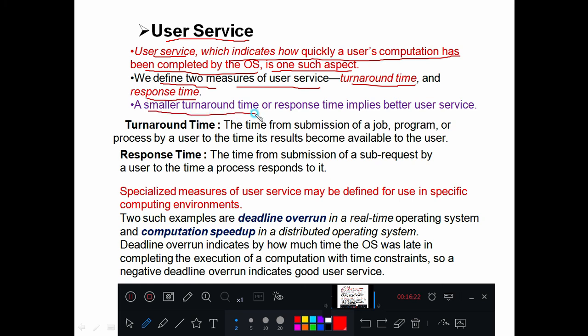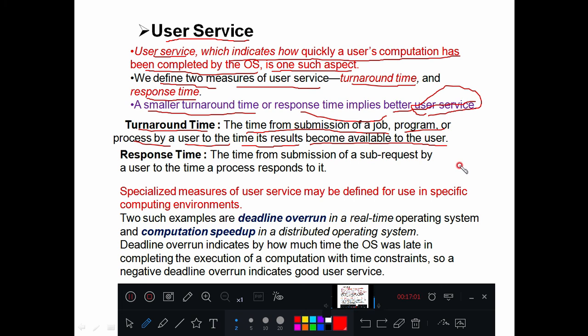A smaller turnaround time or response time implies better user service, because if anything is done at a faster rate in a very small time, then the turnaround time as well as the response time is better. The user is happy whenever his request is fulfilled in a lesser amount of time. So what is turnaround time? Again, I'll define it: the time from the submission of a job, program, or process by the user to the time its result becomes available to the user.